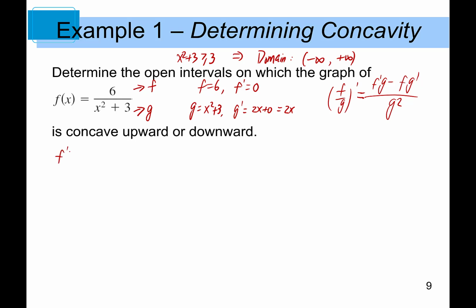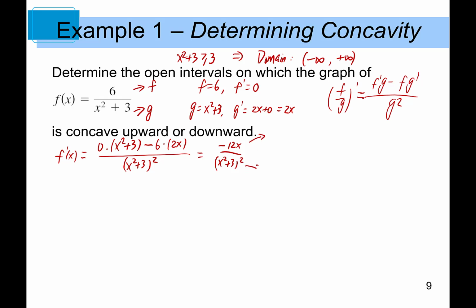So f prime of x equals f prime, which is 0, times g. G is x squared plus 3, minus f, which is 6, times g prime, 2x, over g squared, so it's x squared plus 3 squared. If you simplify these, 0 times anything is 0, so you get negative 12x over x squared plus 3 squared. Okay, that's going to be the first derivative.